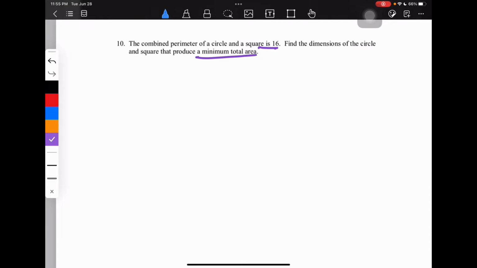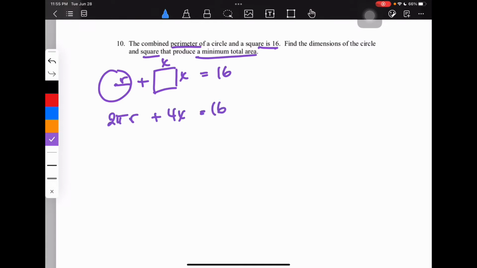Pretty much in any optimization question, you need to figure out the equation and then you set the derivative equal to 0. So we have a circle and a square, and if you add their perimeters, it's equal to 16. Here we've got circle radius r, and the square side x. So the circumference is going to be 2 pi r plus 4x, and that would equal 16.